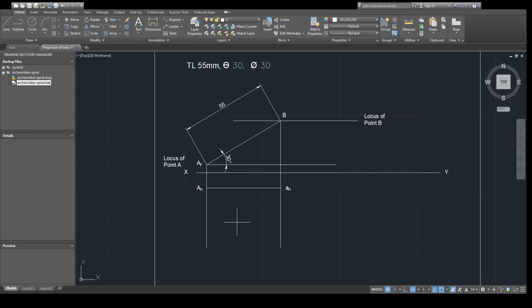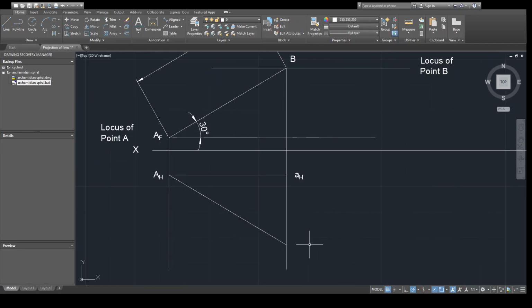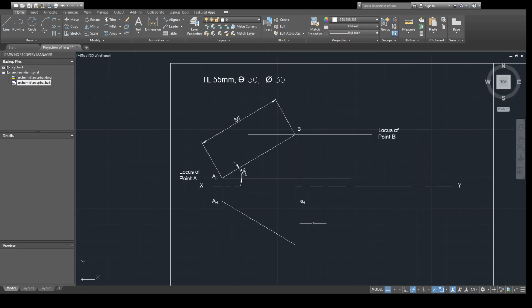Okay, so already we have point AH. From this point AH, we will draw one line. What is the inclination with respect to VP? It's 30 degree. And what is the true length? 55. So here we have got the point.